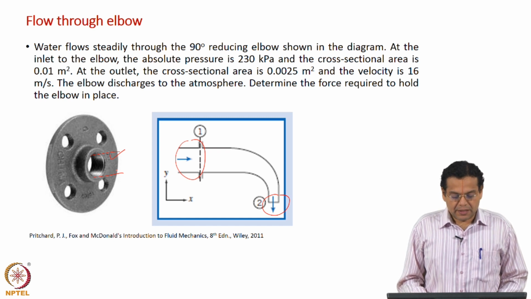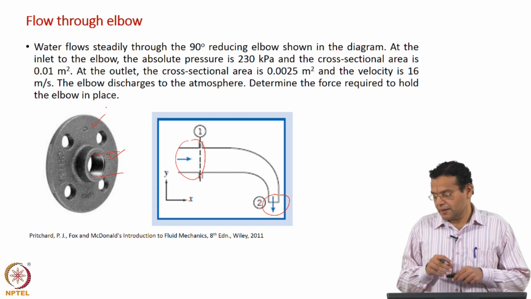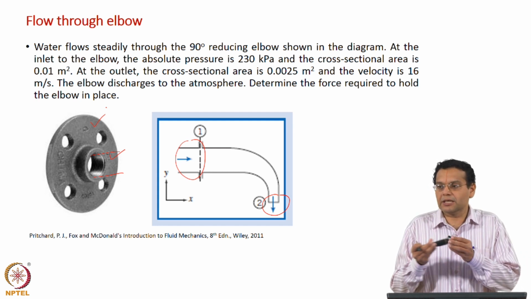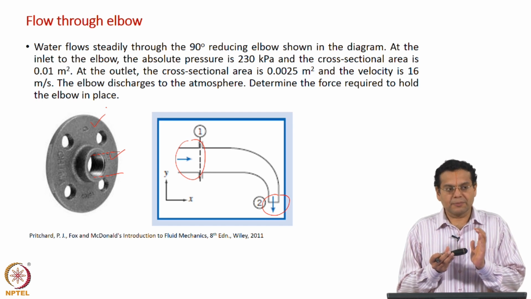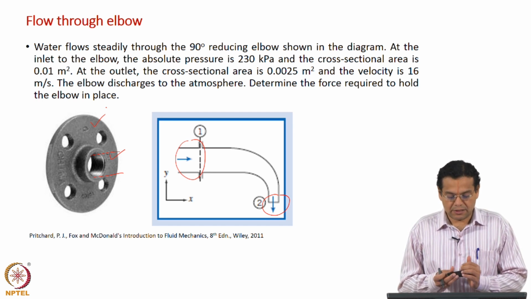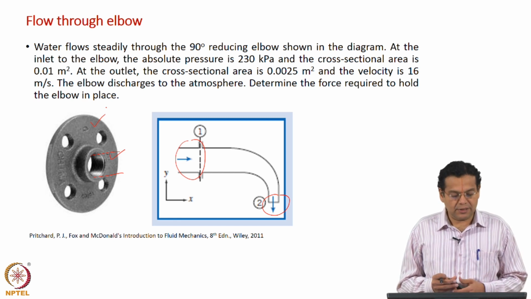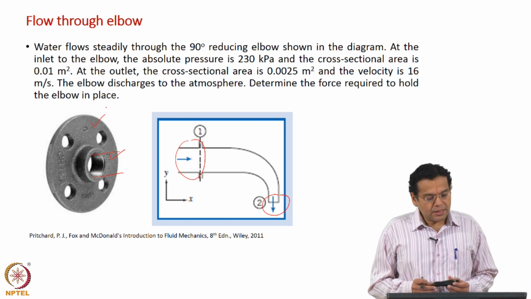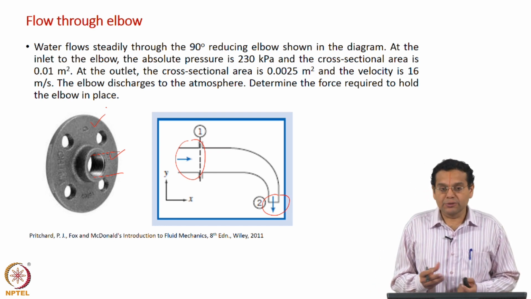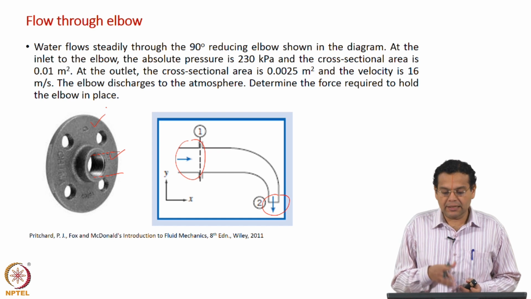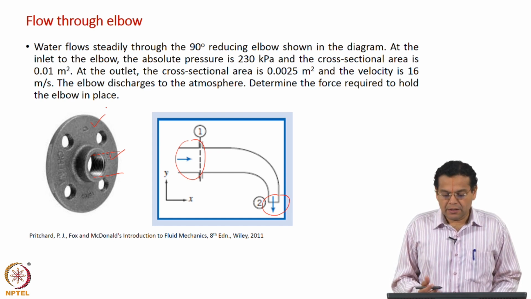Now, if you are not attaching this elbow, if you are leaving this elbow alone and allowing water to flow, it will just keep moving. So, you have to fix it. So, some force has to be exerted on this control volume to hold it in place, and we are going to determine that. So, let us read that. Water flows steadily through the 90 degrees reducing elbow. 90 degrees tells the angle, reducing tells the reduction in cross section area shown in the diagram.